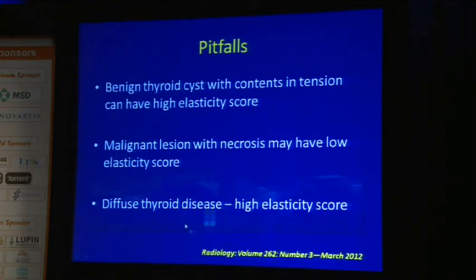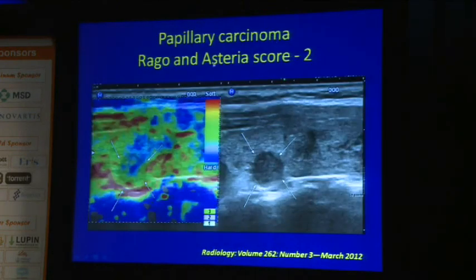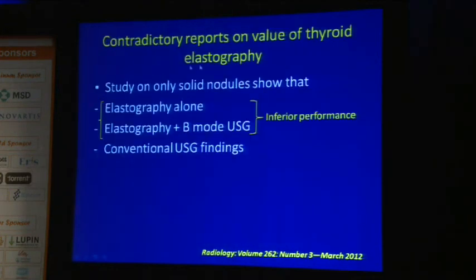This is an example of a papillary carcinoma where there were areas of central necrosis seen in the form of anechoic areas within, and this lesion is obviously malignant on B-mode appearance but is soft on elastography. There have been contradictory reports on the value of thyroid elastography, especially with strain elastography, and there are studies which quote that the performance of conventional ultrasound findings alone was better than elastography alone or a combination of elastography and B-mode ultrasonography.